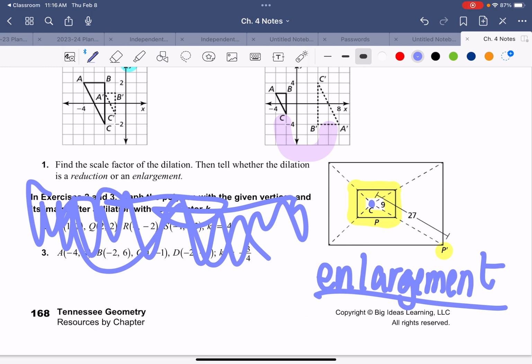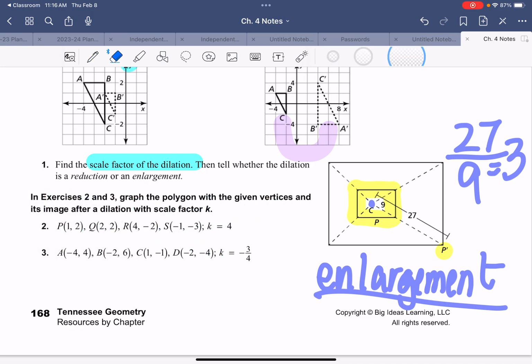Now, the second thing it wants to know is, what is the scale factor? When it's an enlargement, remember the bigger number goes on top. So 27 on top, smaller number on the bottom, we have a scale factor of 3. So I can tell you I enlarged this rectangle 3 times its size. Okay. Now let's look at this one.